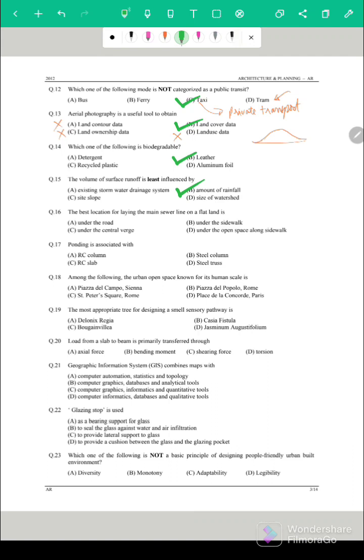Question number 16 is, the best location for laying the main sewer line on a flat land is. So the answer is under the road, option number A, under the road. So जो generally सीवर लाइंस हैं उन्हें रोड के बिल्कुल नीचे होना चाहिए.